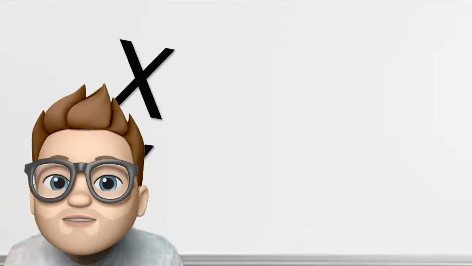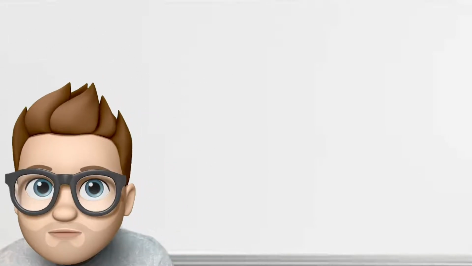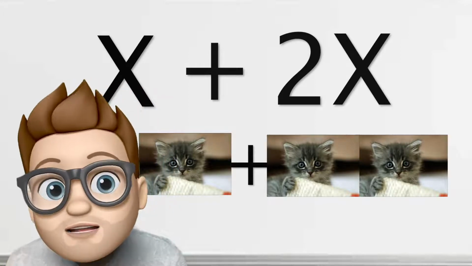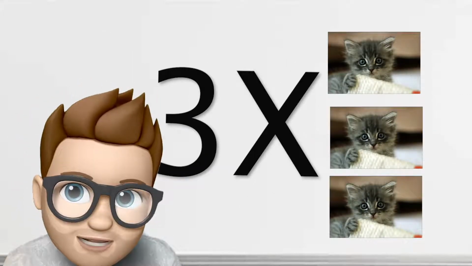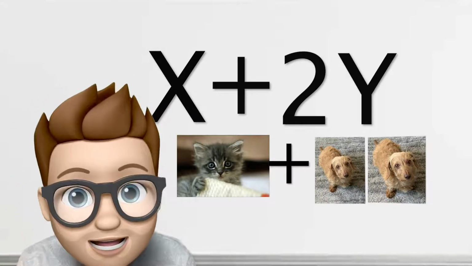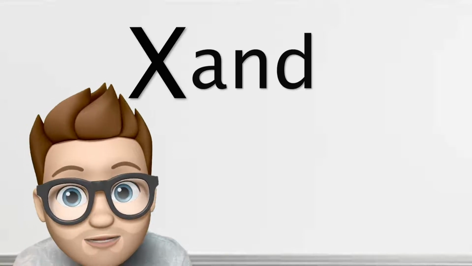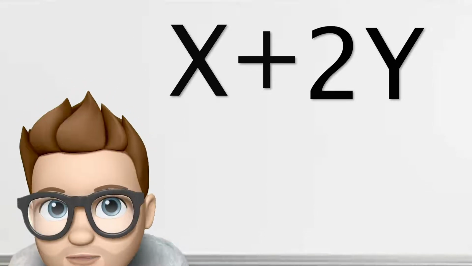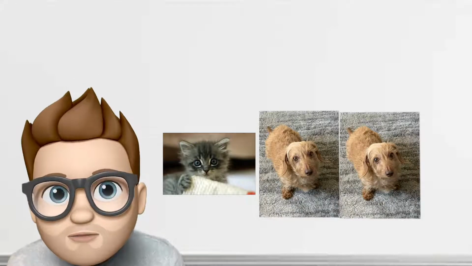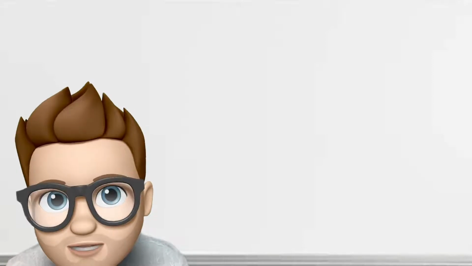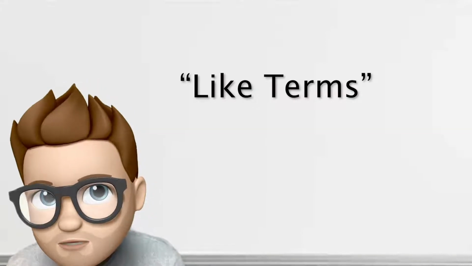X's and Y's, they're the same thing. If I have 1x plus 2 x's, I have 3 x's. But if I have 1x plus 2 y's, I have 1x and 2 y's, or 1x plus 2y. Same thing as the kittens. You see, these are what we call, in mathy terms, like terms.